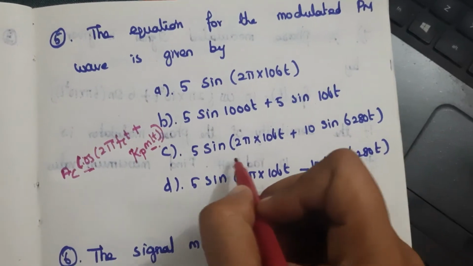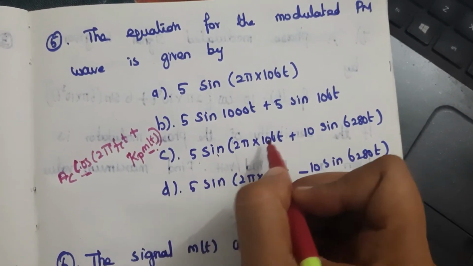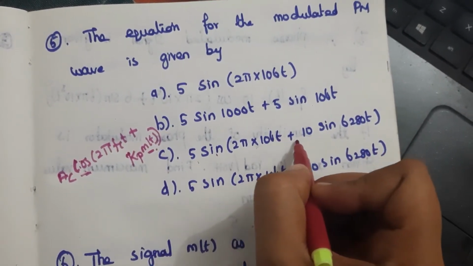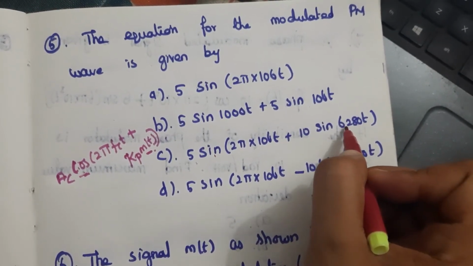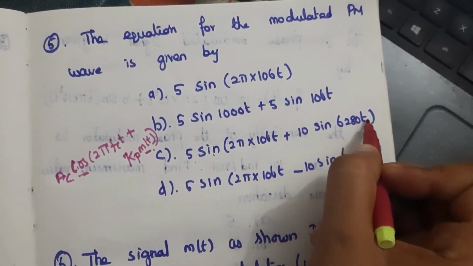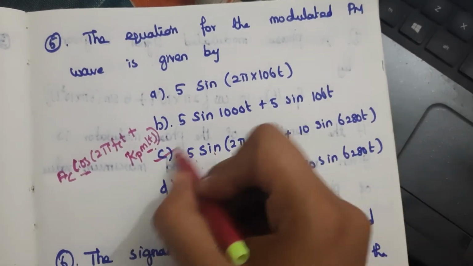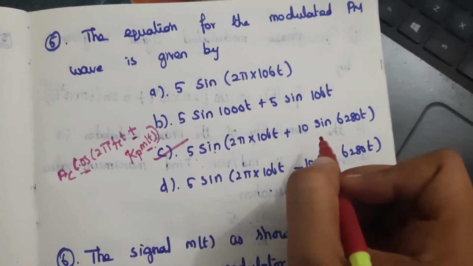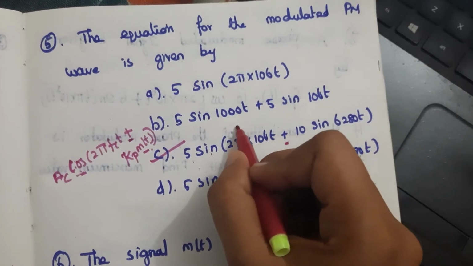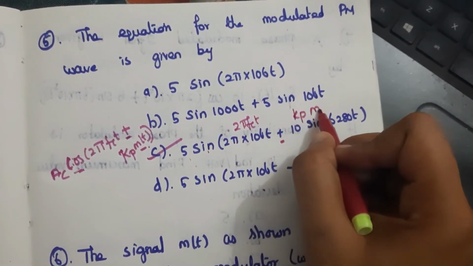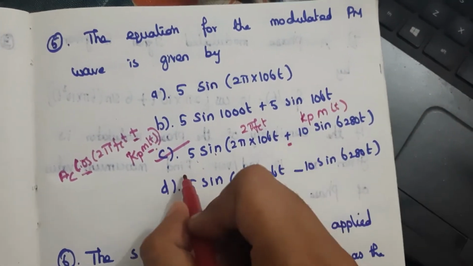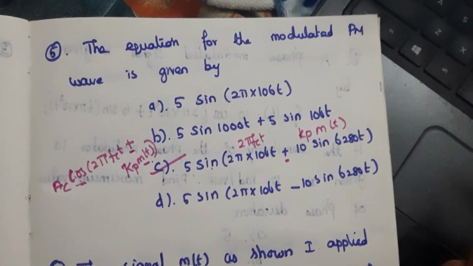So here it may be sin instead of cos. The answer is 5 sin of 2 pi into 10 to the power 6 t plus 10 sin 6280 t. So here the plus symbols and the form 2 pi fc t and kp m of t match. So here the answer is C.